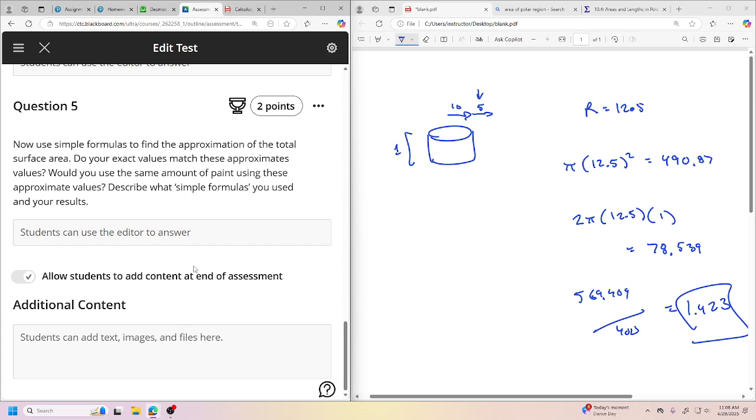Any questions? Yeah, they're really easy formulas. So that was an easy formula, that was an easy formula. Yeah, pretty cool.